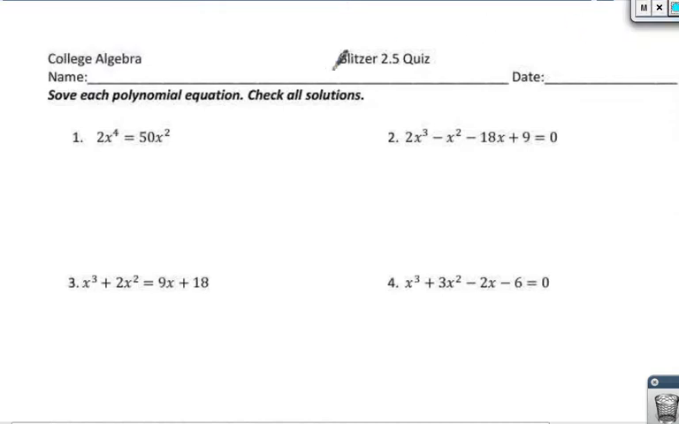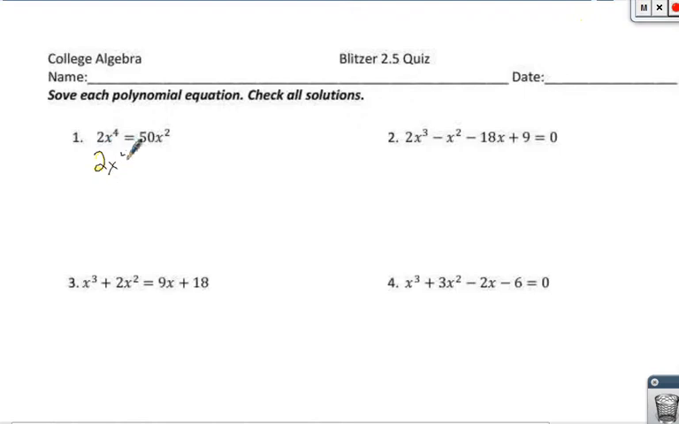Okay, this video is going to show us how to solve a bunch of different kinds of things: polynomial equations, radical equations, and rational exponents, with some other fourth degrees at the bottom. So remember, when we're solving these, we're going to want to do this by making it equal to 0. So we're going to subtract the 50x squared from both sides.